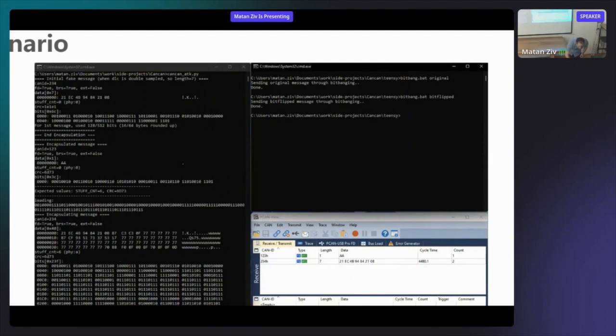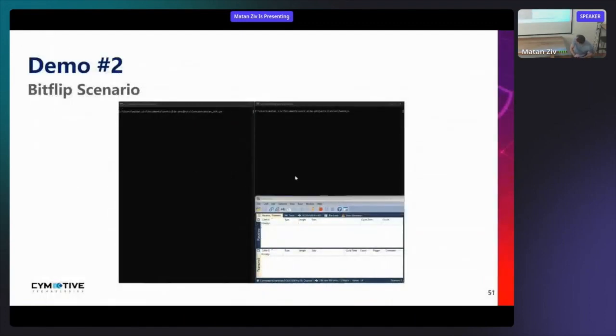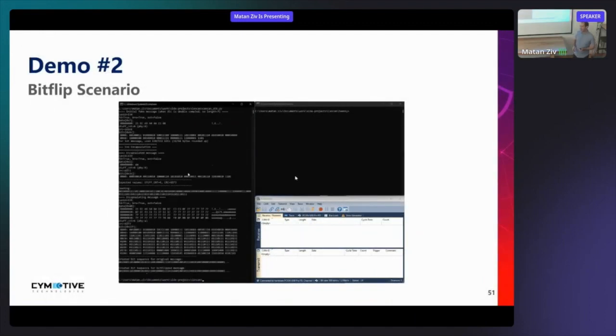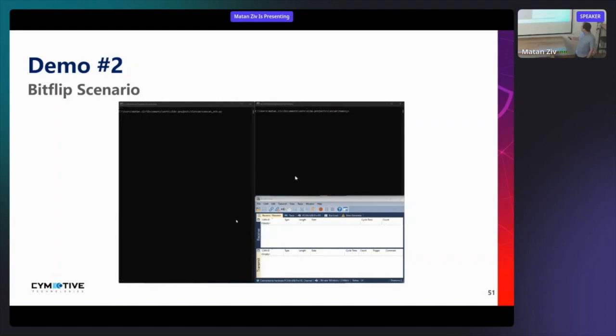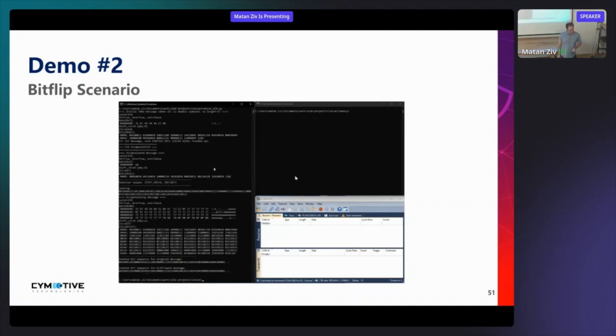Escape to go back. Let's try and click it. Maybe it will replay. Escape to go back. Okay. So I think zooming in will not cause it to play. So anyway, again, the original message is sent, and now the bit flip message is sent, which we will see the encapsulated message.